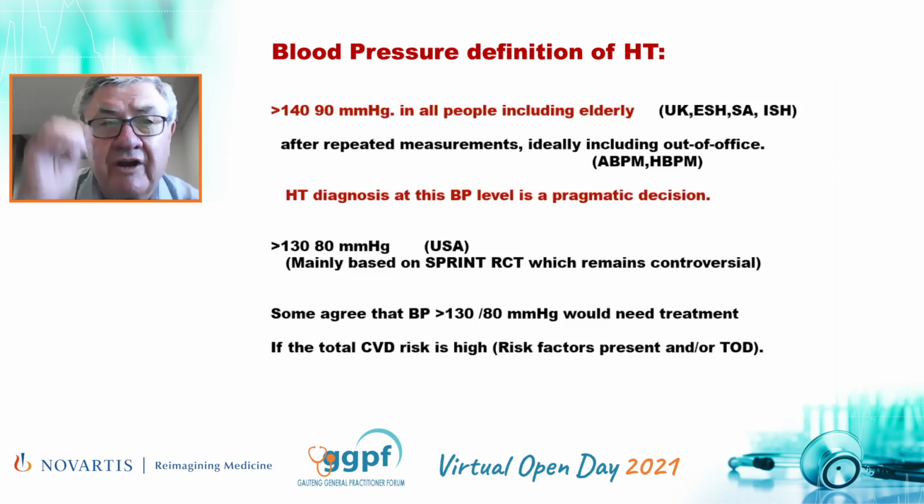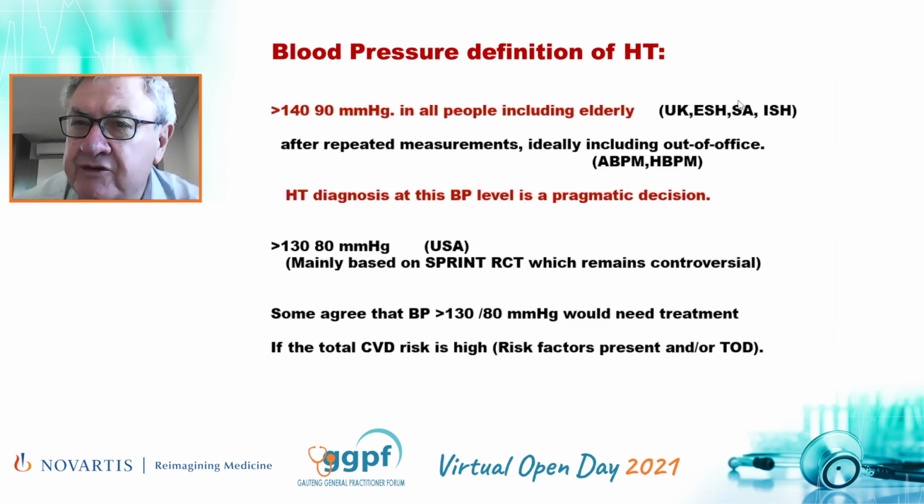Now, let's look at the definition of hypertension, because there's a little bit of controversy. Universally, blood pressure equal to 140/90 or higher in all people, including the elderly. They don't really define whether elderly is 60 or 65 and above. UK, Europe, South Africa, International Society of Hypertension use this definition. And this you reach after repeated measurements in the clinic. Ideally, you should also do an out-of-office measurement, like a 24-hour ambulatory or a home measurement. Because the point about this is we must be sure about the diagnosis, because the treatment is virtually lifelong.